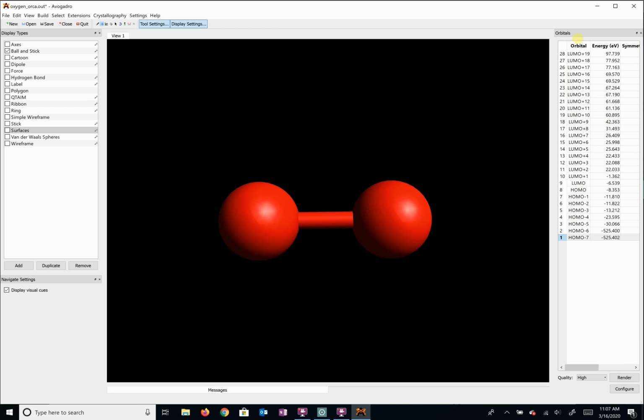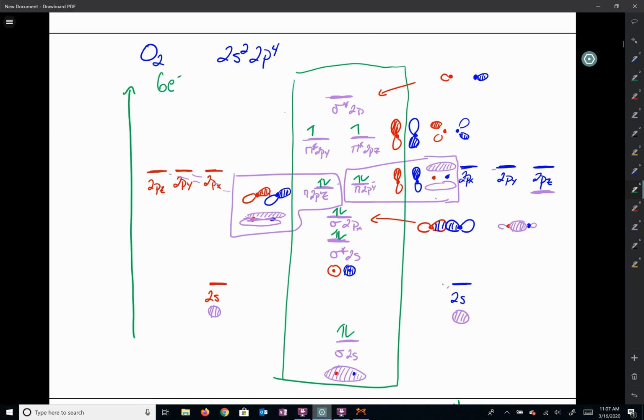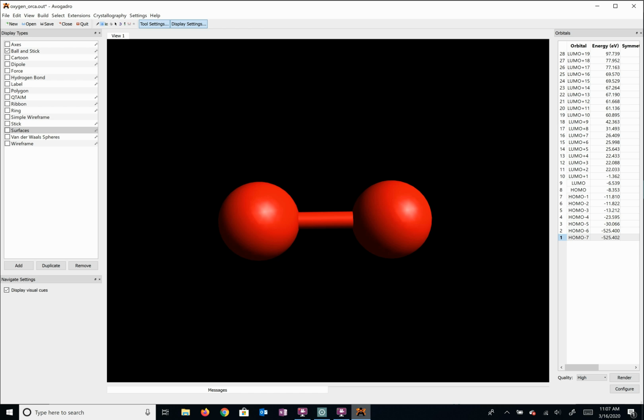You see orbitals over here. So these are the molecular orbitals. Now, for those of you who are super observant, you'll see we've got 28 orbitals here. Wait a minute, right? But we only did what over here? We had 1, 2, 3, 4, 5, 6, 7, 8. We only had 8 orbitals. How in the world did we get 28?